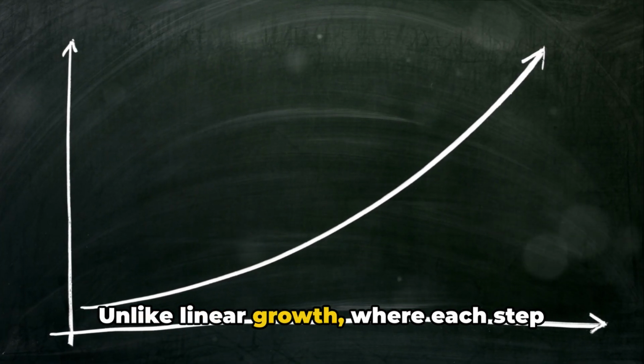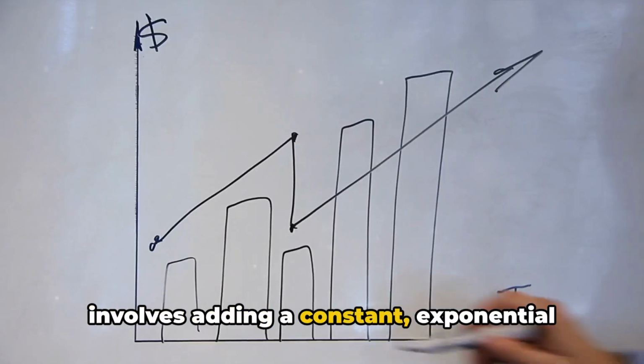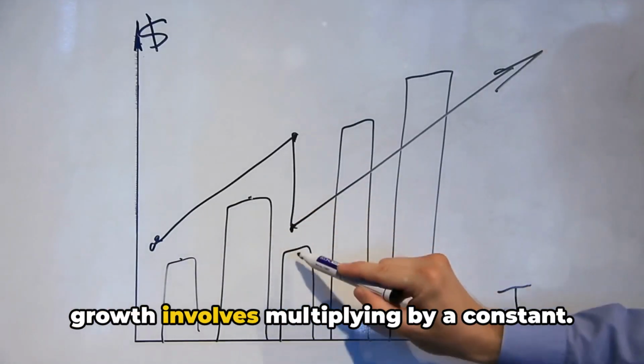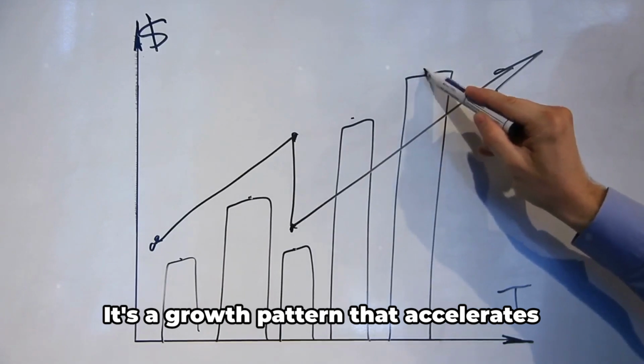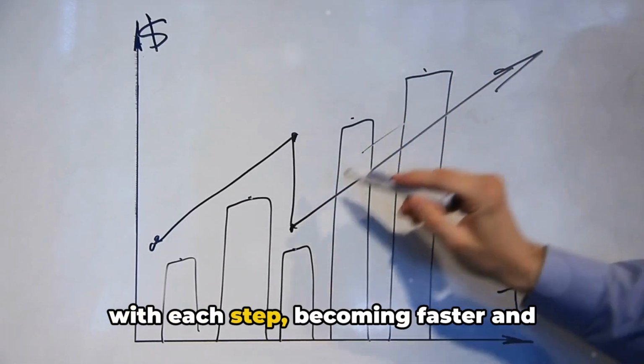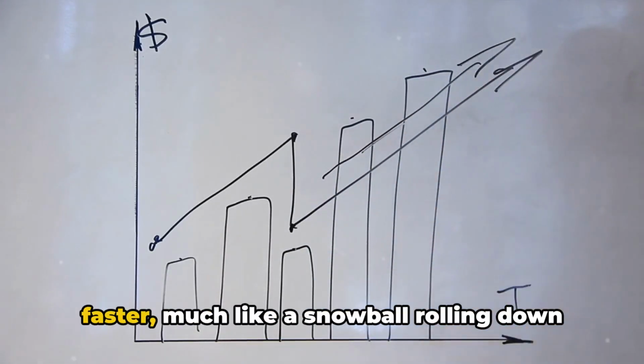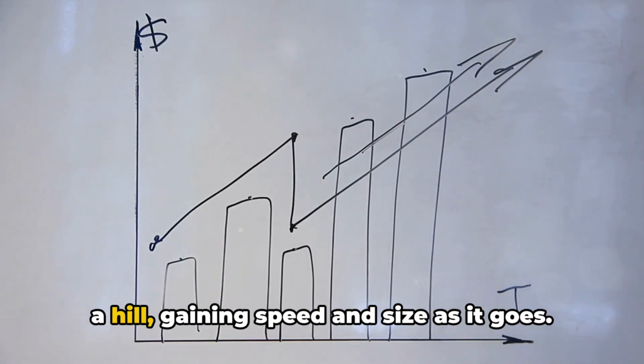Unlike linear growth, where each step involves adding a constant, exponential growth involves multiplying by a constant. It's a growth pattern that accelerates with each step, becoming faster and faster, much like a snowball rolling down a hill, gaining speed and size as it goes.